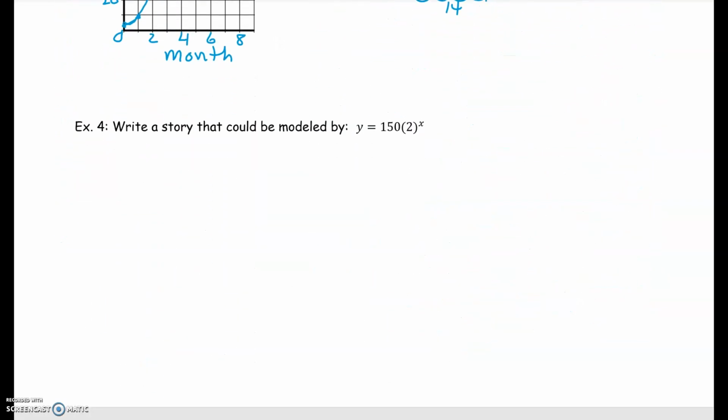All right, so now what we're going to do is we're going to write a story that could be modeled by this equation. So if you will, take a second, pause it here, try to write it. Okay? Think about what your starting value would be, what your rate, your factor is that you should be changing by, and just give it a little model.